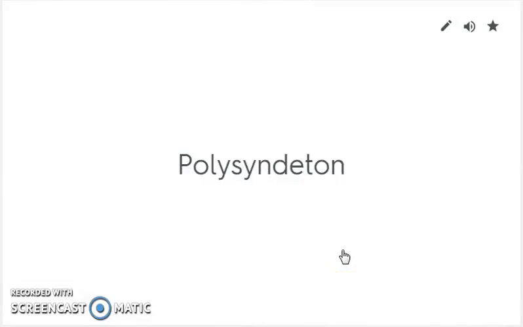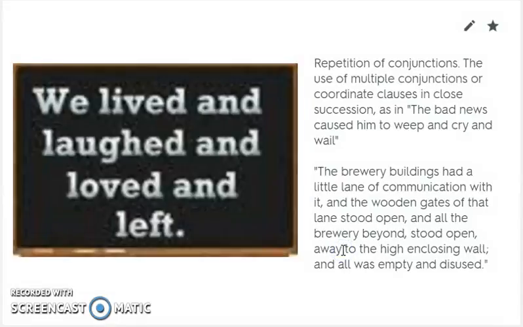Polysyndeton. Polysyndeton, everybody's favorite. Repetition of conjunctions, the use of multiple conjunctions or coordinate clauses in close succession, as in "the bad news caused him to weep and cry and wail." So you have the "and" here also. An example from chapter 8 in the book.